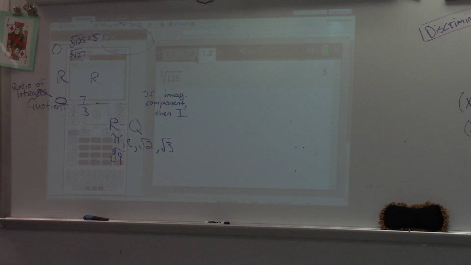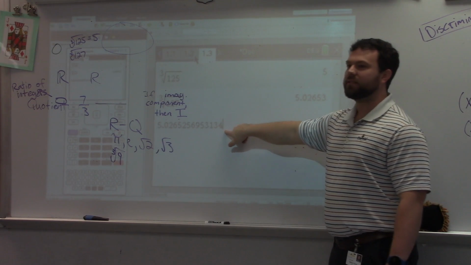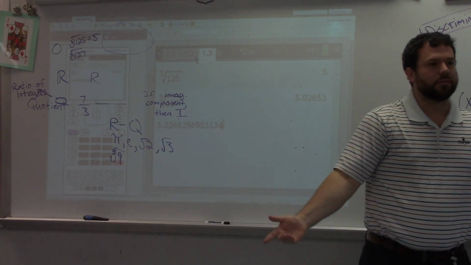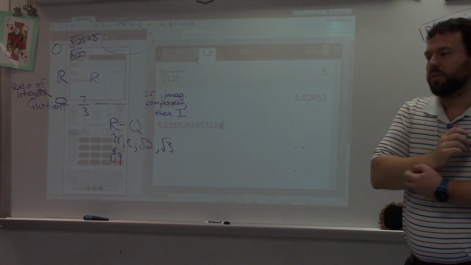The decimal is 5.0265. Notice the cube root of 125 is 5, because 5 cubed is 125. But notice that decimal, and I want to show this. If I go up and highlight it and hit enter, does that decimal actually stop at this 3? No. Do you think it actually stops at this 4? No. It just can't go to infinity, or an infinite decimal place.